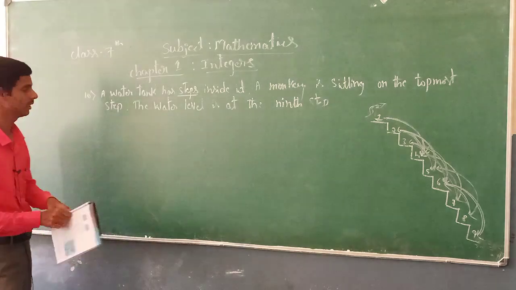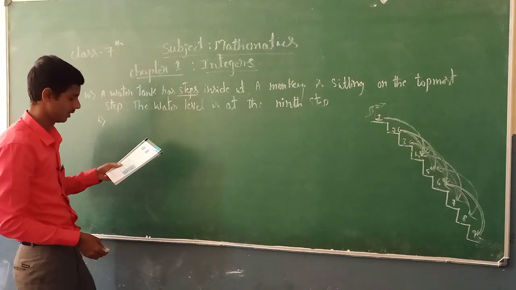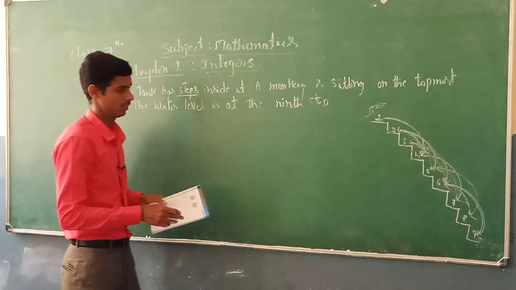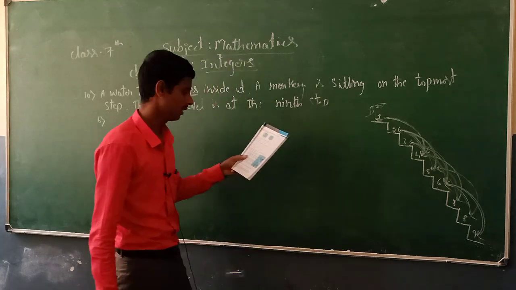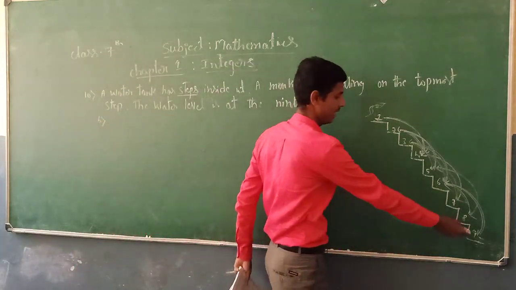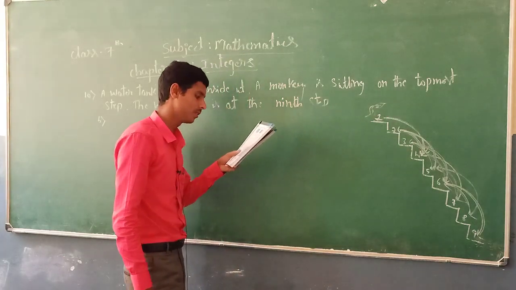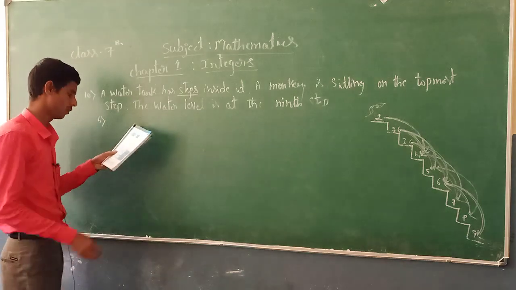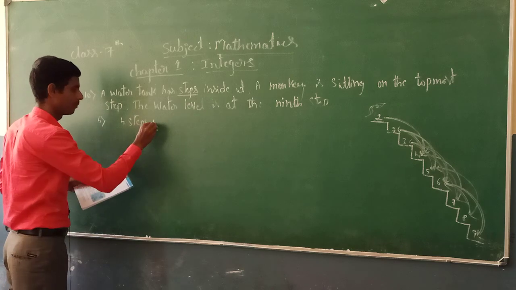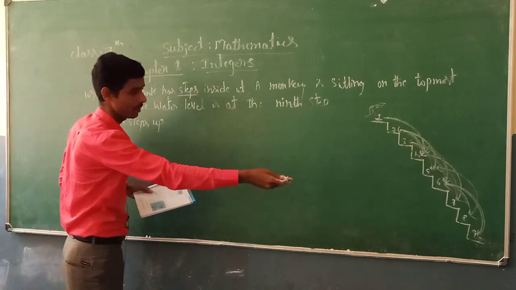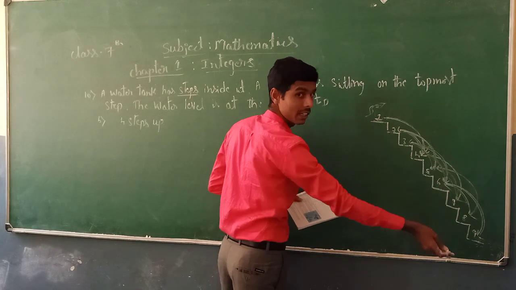Again we have one sub-question here. After drinking water, when he reaches the 9th step, he will drink water. After drinking water, he wants to go back from the 9th step to the first step, right? For returning, he jumps 4 steps up. From the 9th step, he will jump to the 5th step. 1, 2, 3, 4.